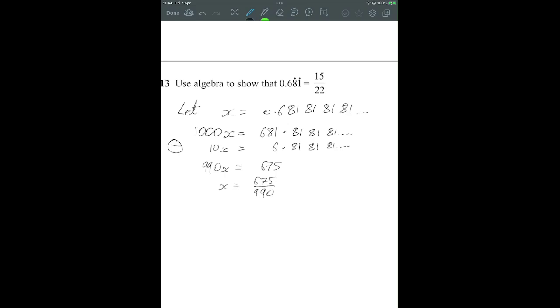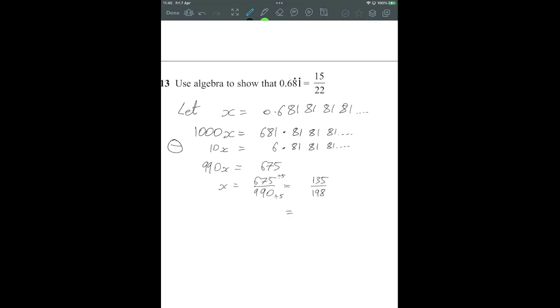I notice there's a common factor of 5, so I'm going to simplify to 135, and 990 divided by 5 gives me 198. I'm going to put a little divide by 5. I'm really showing the examiner there is no cheating going on here whatsoever.